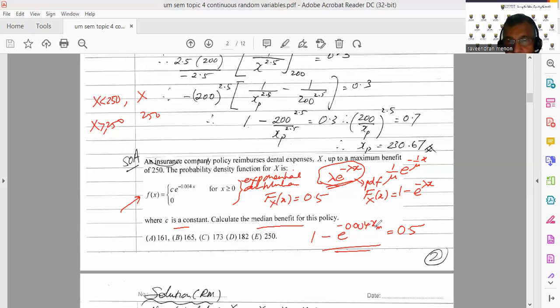Okay. So the important thing is this thing. When you have a median, we have got 0.5. So just clean this up. This is a simple equation to solve for us mathematicians. You solve it and you'll get 173.28.